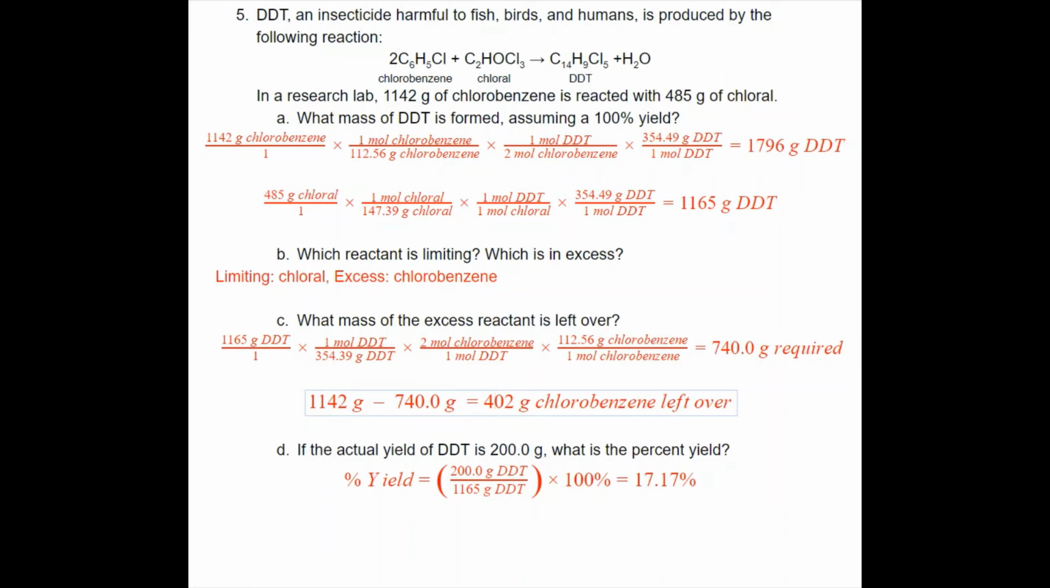So if the actual yield is 200 grams, so if a scientist goes and does this experiment and they get 200 grams, their percent yield is found by taking what they got by what they should have gotten times 100%. So we see we have a very low percent yield in this problem.